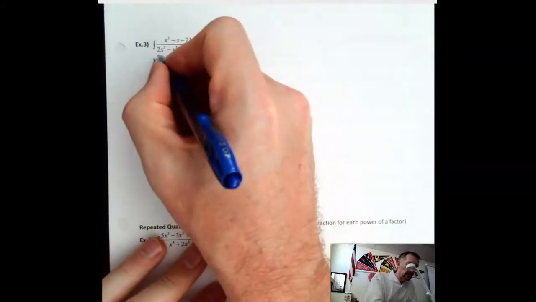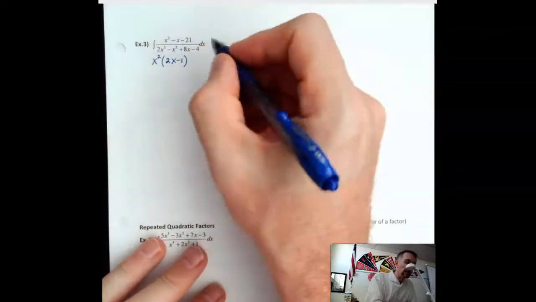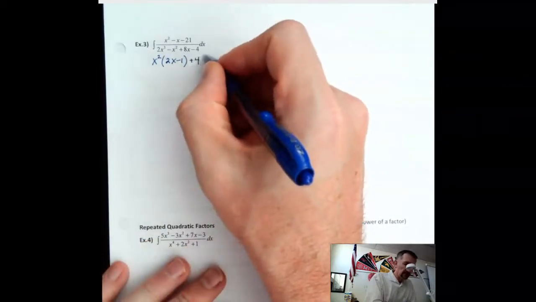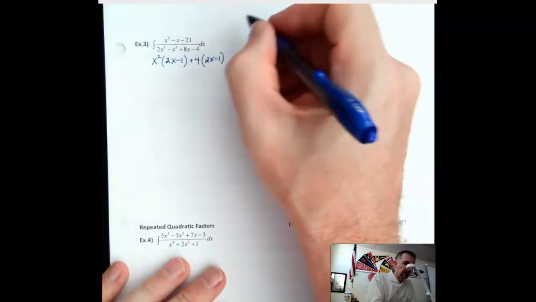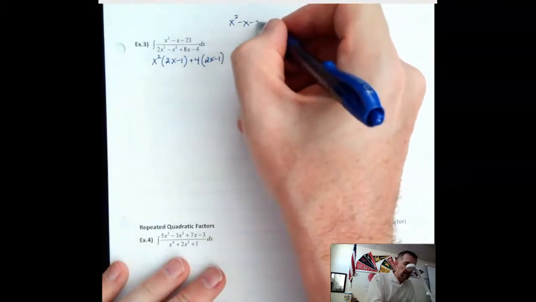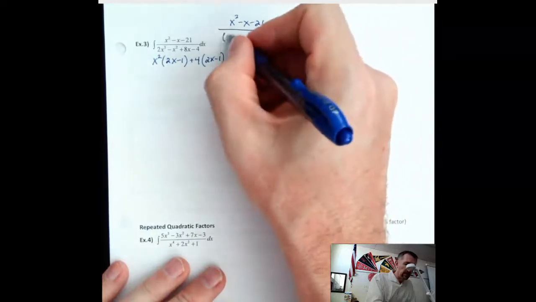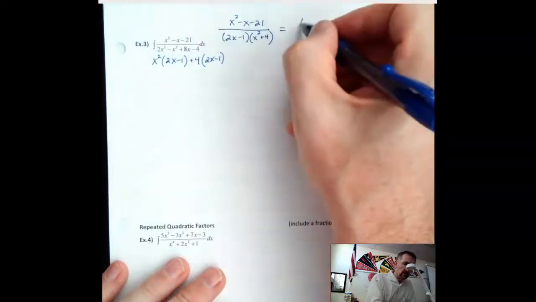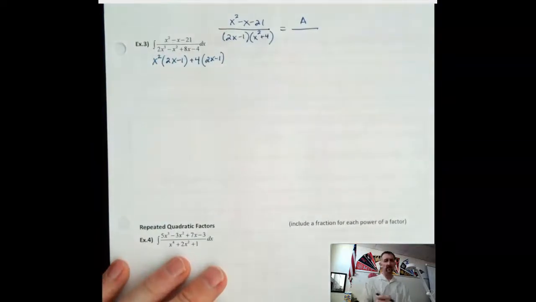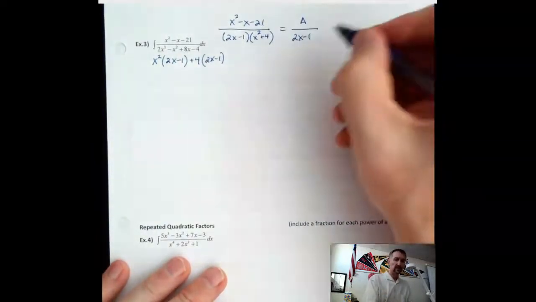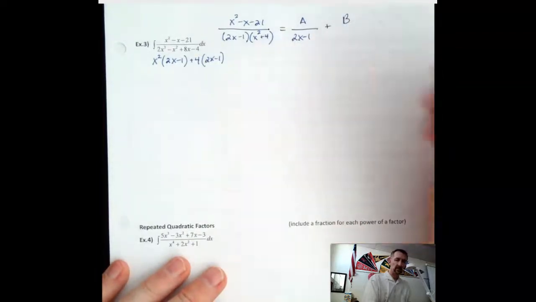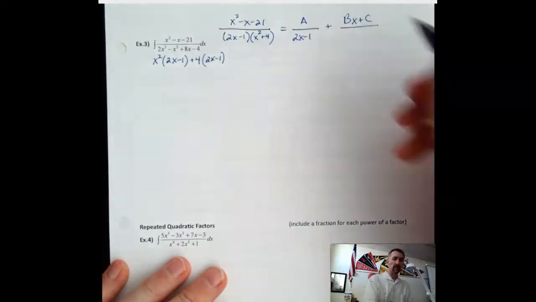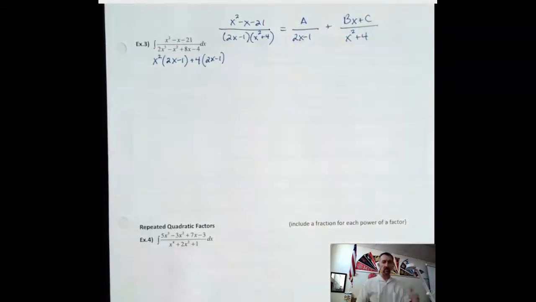So factor by grouping, that's going to be x squared 2x minus 1. Here we can factor out a 4. That's going to be 2x minus 1. So we've got x squared minus x minus 21 over 2x minus 1 and x squared plus 4. Okay, so we have a linear factor, so that's just going to be a, 2x minus 1. And then we have a quadratic factor, so just did one like that. It's going to be bx plus c. Alright, that's going to be over x squared plus 4.